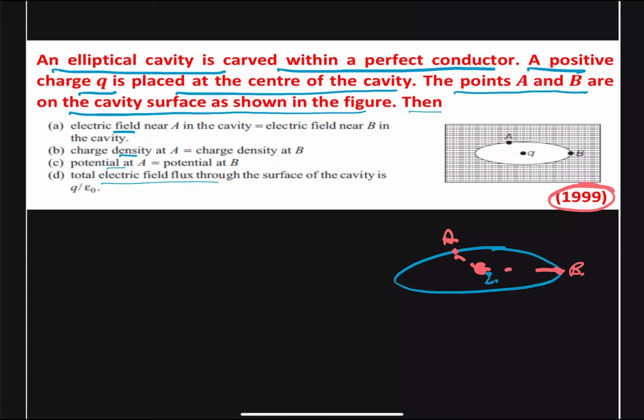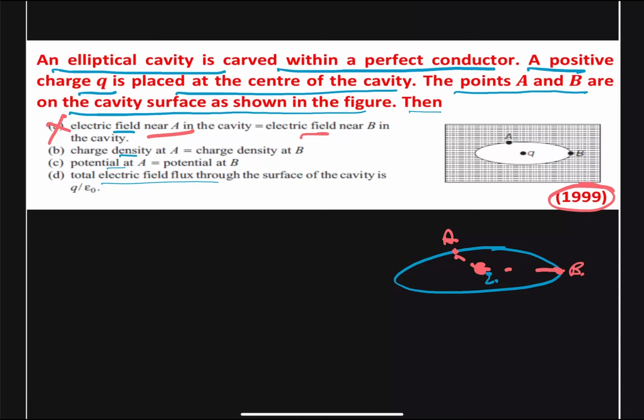So the first option is the electric field at A in the cavity is equal to the electric field at B in the cavity. Obviously this is not correct because of the asymmetric nature of this cavity. If the cavity would have been a spherical one, then this option would also have been correct.